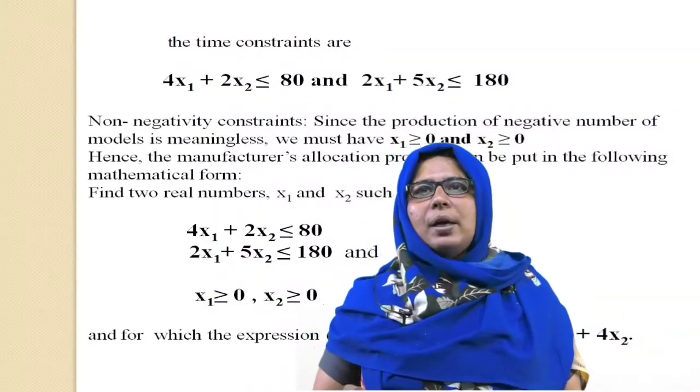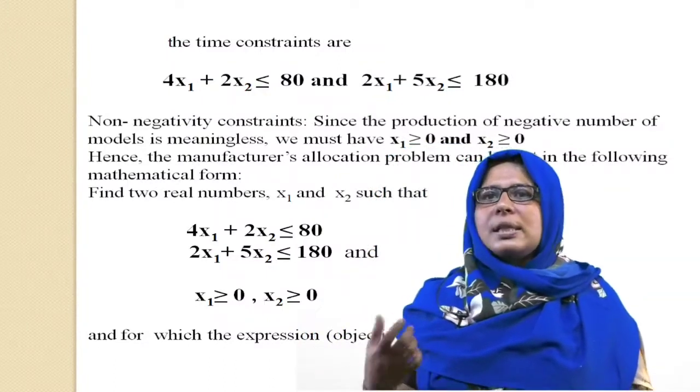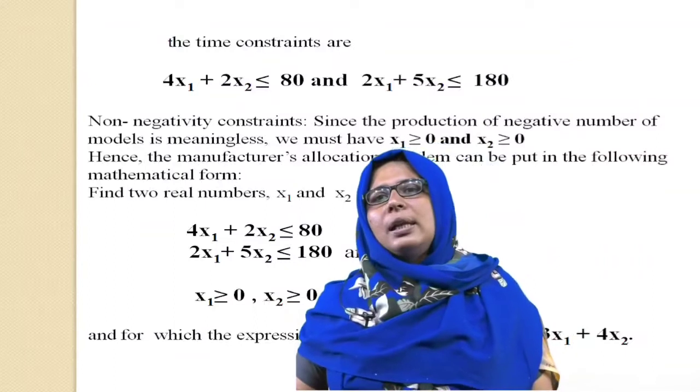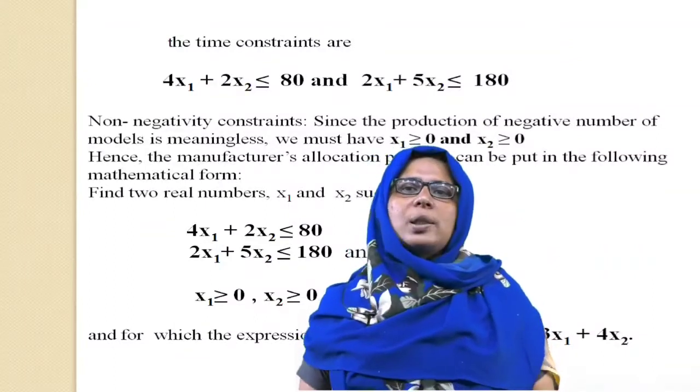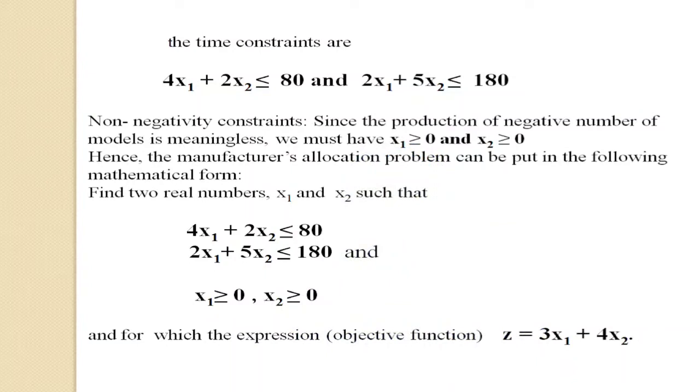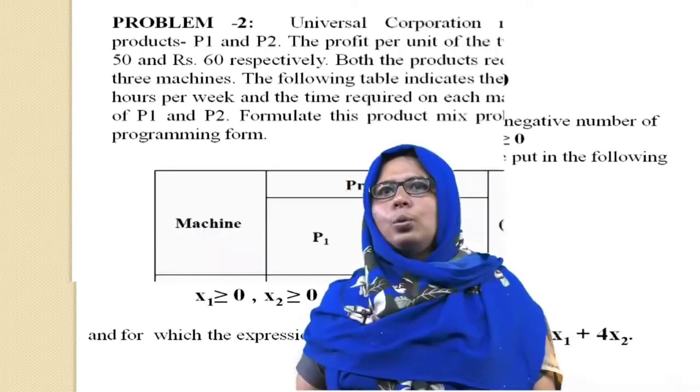Find two real numbers x1 and x2 such that 4x1 plus 2x2 less than or equal to 80, 2x1 plus 5x2 less than or equal to 180, and x1 greater than or equal to 0, x2 greater than or equal to 0, and for which the objective function is equal to 3x1 plus 4x2.